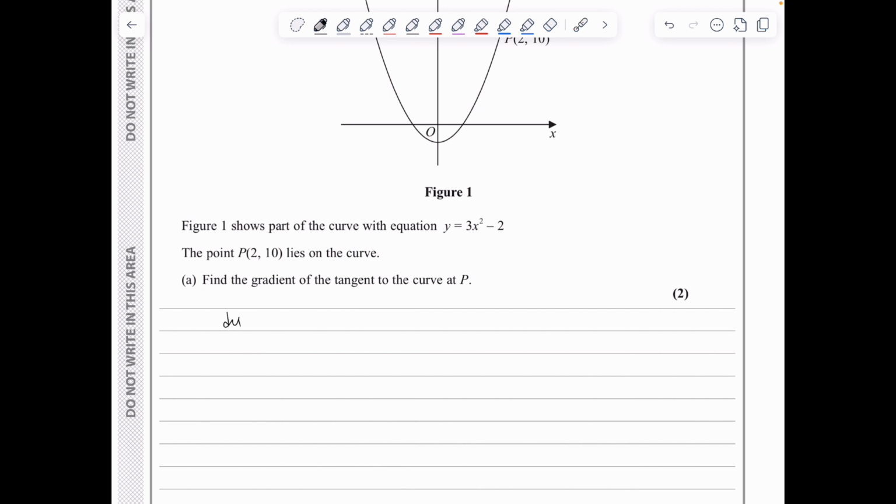Now dy dx, we multiply by the power and we deduct 1 from the power. It's giving me 6x, and therefore I will evaluate dy dx when x is 2. This will give me the gradient of the tangent. So 6 times 2 gives an answer of 12.